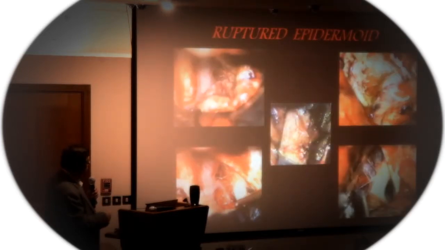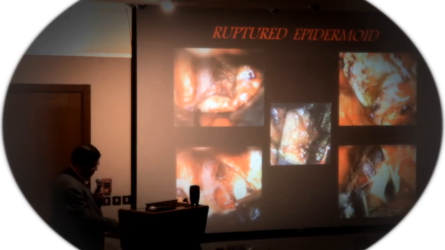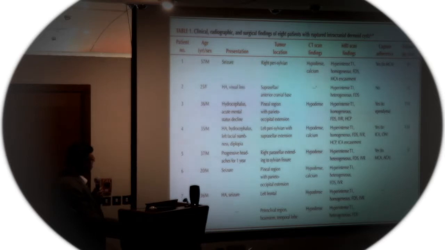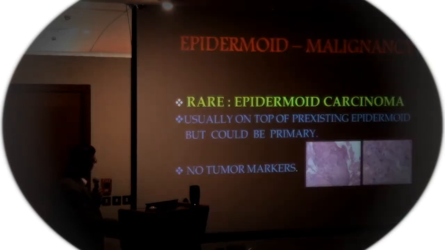And these are the operative images of that boy, and you can see this is the optic nerve, carotid, and this is the third nerve. You can see the droplets of fat distributed, as if you are swimming underneath the sea and you see weeds. And this is the list of the reported cases of ruptured epidermoid.